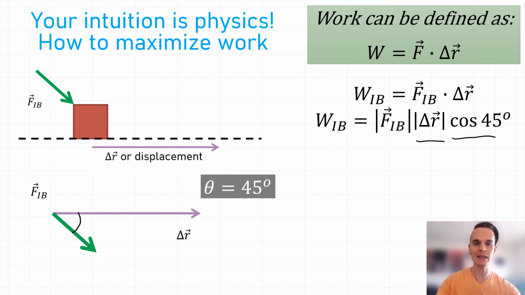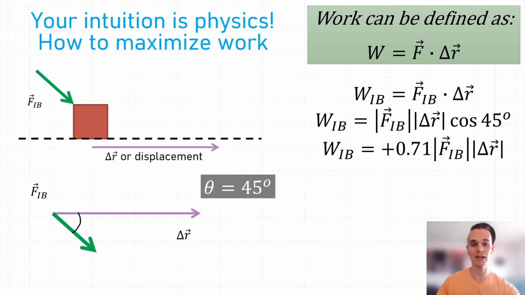So how is the cosine of 45 degrees going to change the output of the dot product? How is it going to change the work that Ian does on the box in this example? Cosine of 45 degrees is going to be equal to positive 0.71. So the force that Ian exerts on the box is still going to do positive work. The box will accelerate across the room, but you haven't maximized your work. You haven't maximized the energy that you've given to the box.